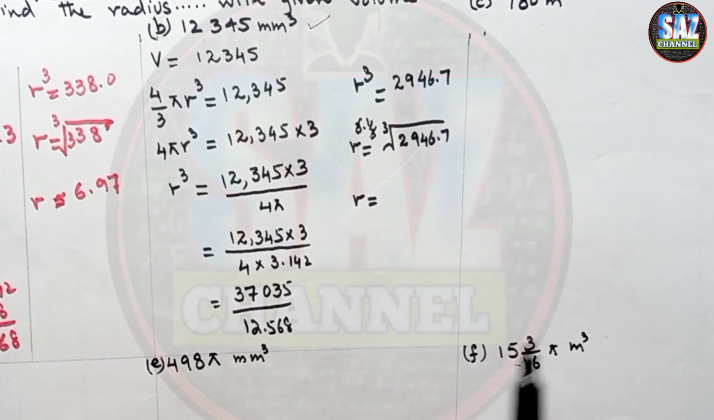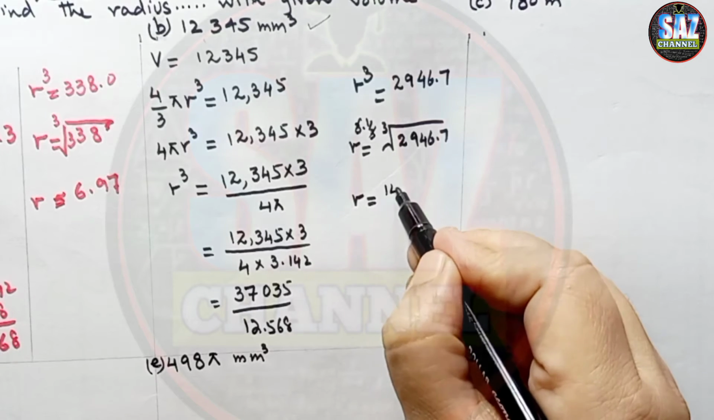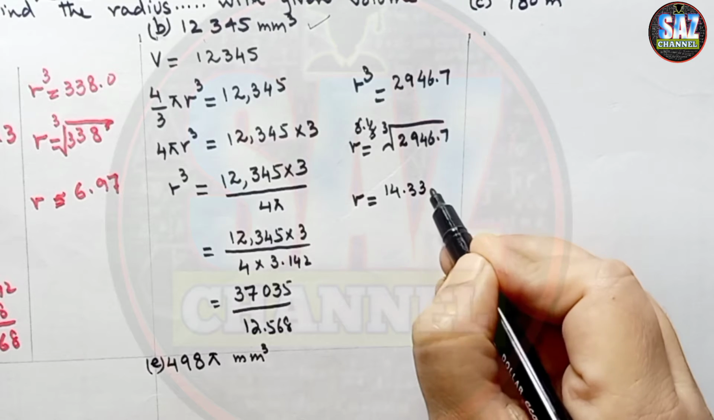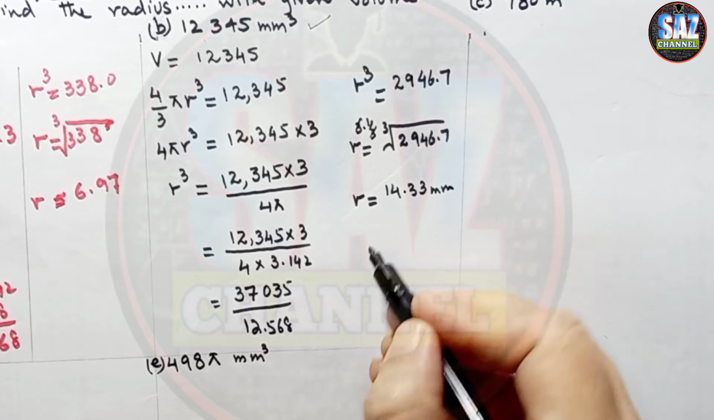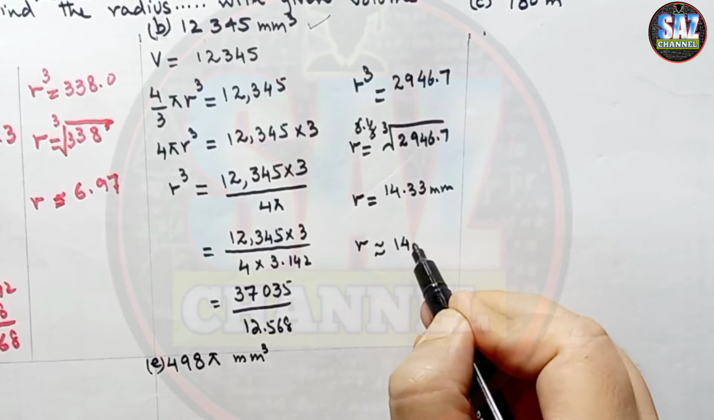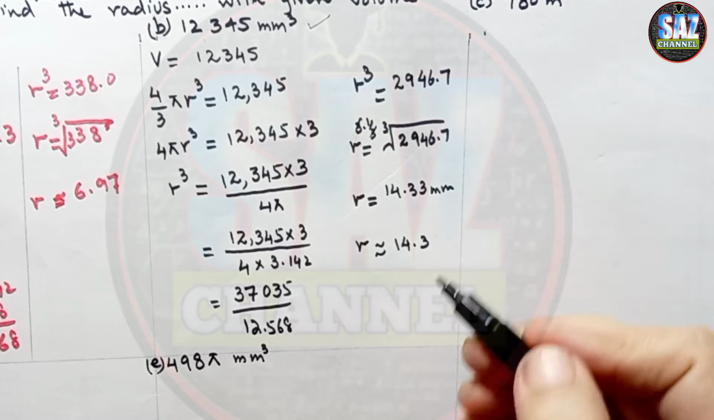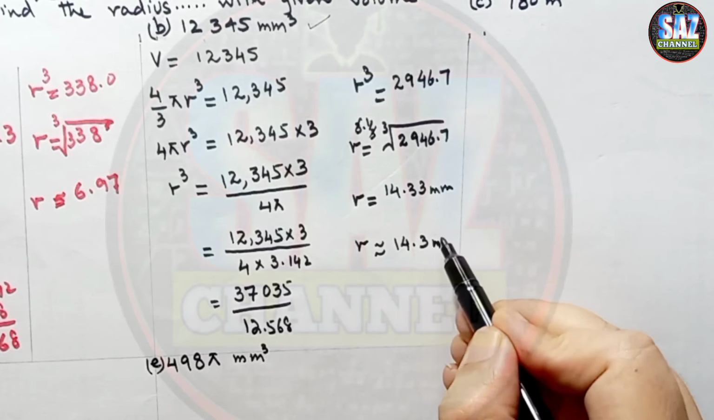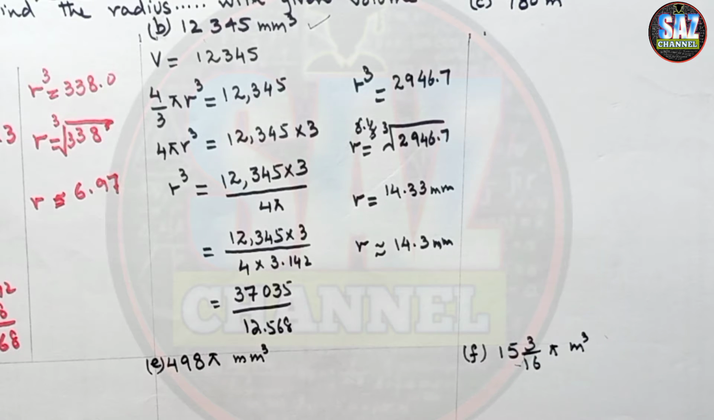2946.7, and this gives me 14.33 millimeters, and as I have to give my answer nearest to 3 significant figures, it will be 14.3 millimeters. I hope you are clear about this part, and let's move to the next part.